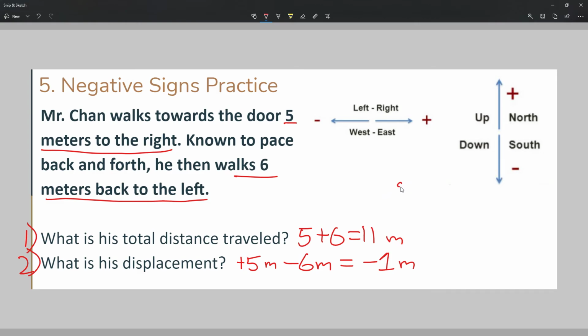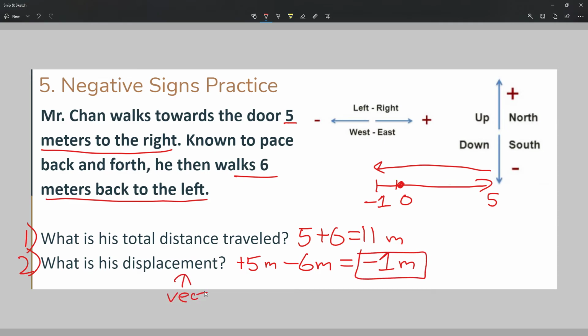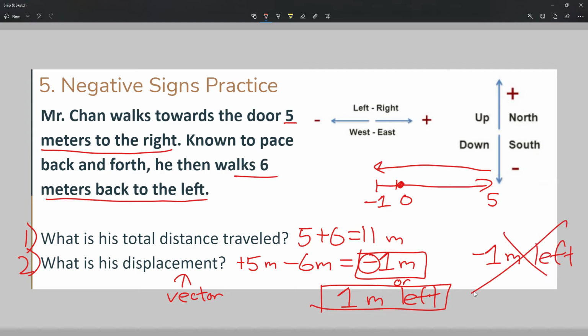Let's confirm it. Let's say I start here. Go 5 meters to the right. And then I go 6 meters to the left. And yes, I do end up at negative 1. So I'm negative 1 meters away. This is correct. Displacement is a vector. And this negative sign right here is enough for a direction. Alternatively, you could have written 1 meter left. Either is fine. Either or. But you cannot write negative 1 meter left. This is a double negative.